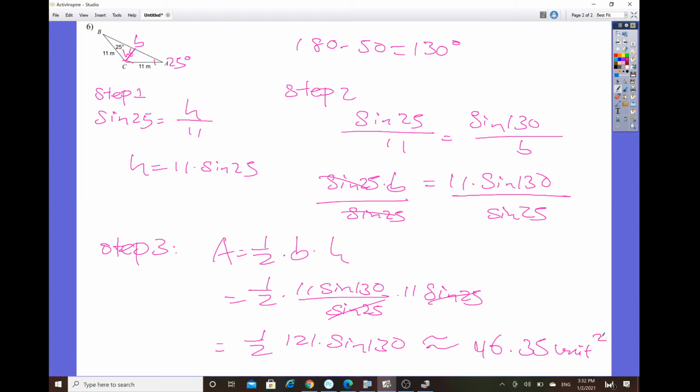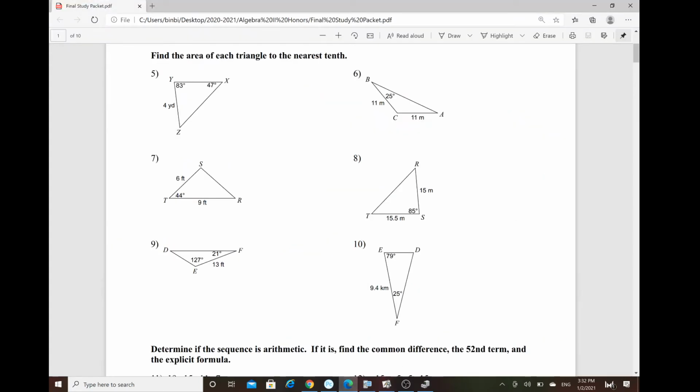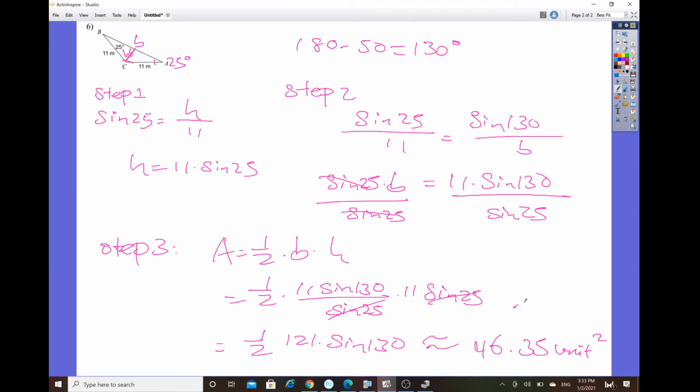Now let's go back to the instructions and see how many decimal places we need to round. Round it to the nearest tenth, so it's only one decimal place. So I just rounded it to 46.4. Normally there's no need to put in the unit, but in case you're wondering, it's square units.